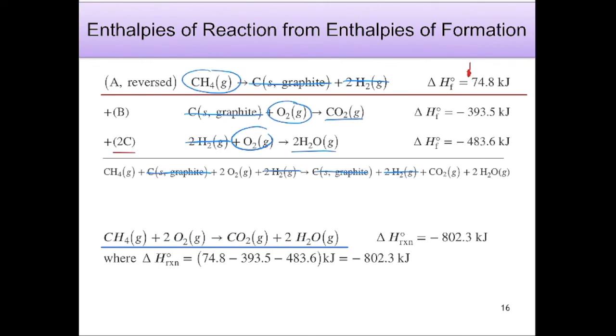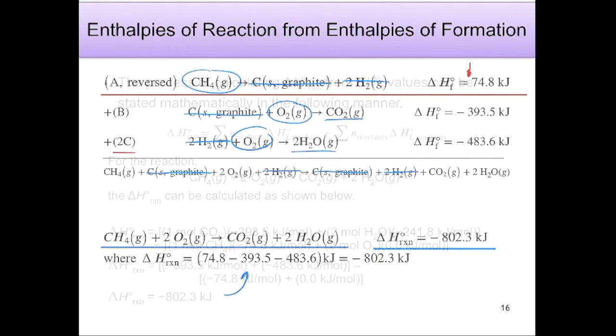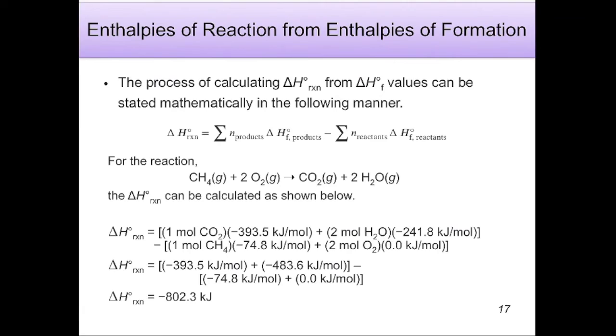slide. And now all we have to do to figure out the delta H of reaction is to add up all the delta H's from each of those 3 reactions, and that's shown in the last equation here. So once we do that, we end up getting a delta H of reaction as minus 802.3 kilojoules. Now we can do this process mathematically as well.